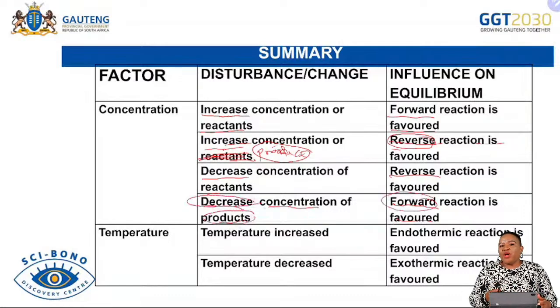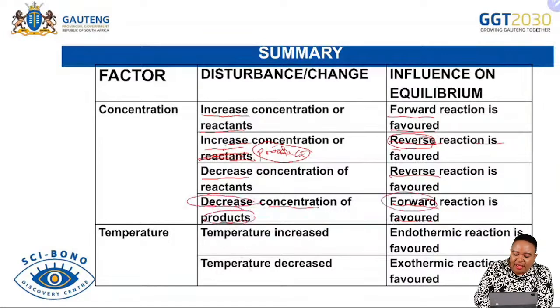So when you increase the concentration of your reverse reactant, we definitely expect the reverse reaction to be favored, because you are increasing the concentration of the reverse reactants. So that's why I'm always saying, check your forward reactants, check your reverse reactants, check your forward product, check your reverse product, so that you can understand, especially when coming to concentration, what will definitely happen to the system.